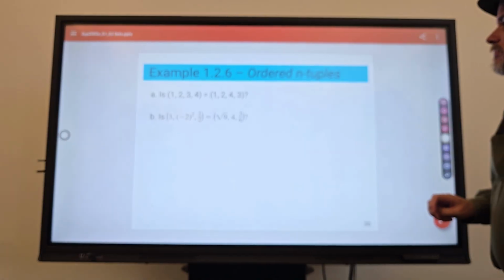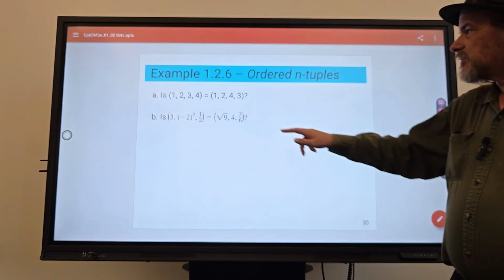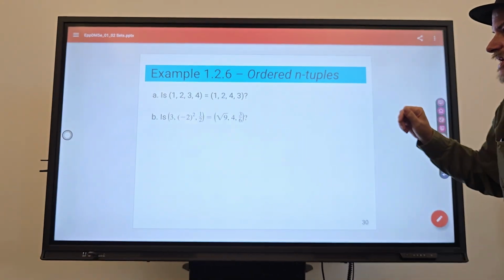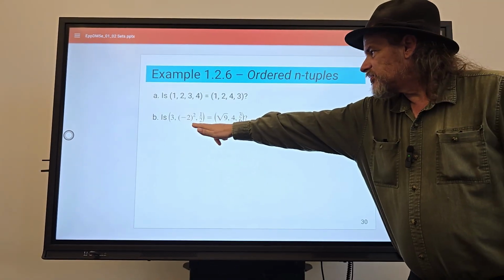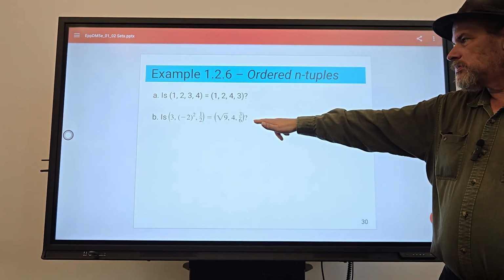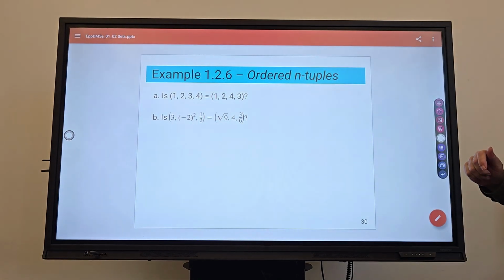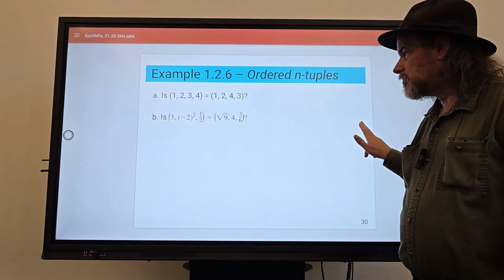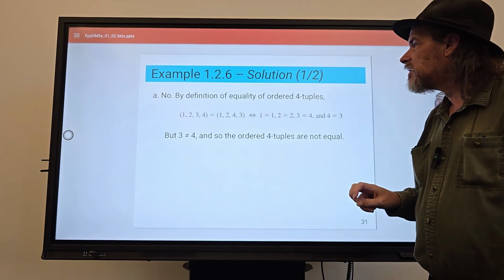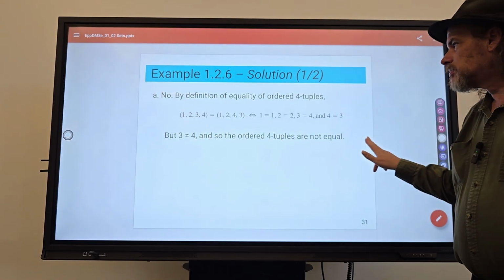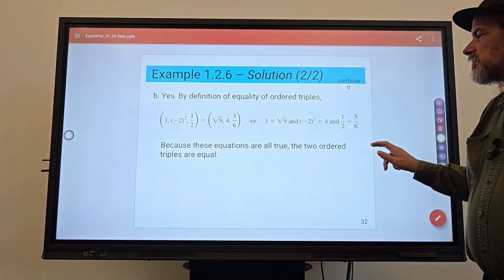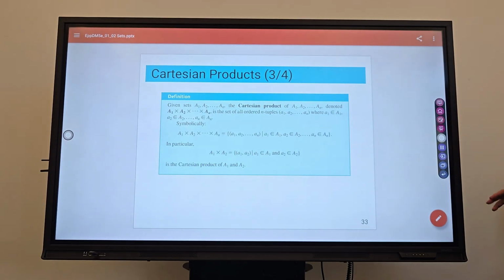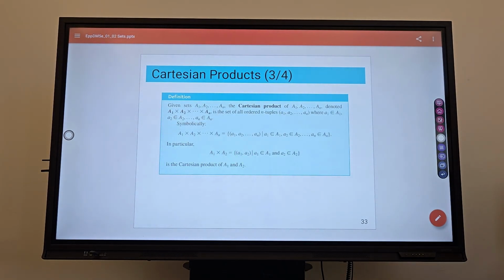Let's see here. So are these equal? No. That's an easy one. This one? Are those equal? Yes, they do evaluate to be the same. So yes, they are equal.